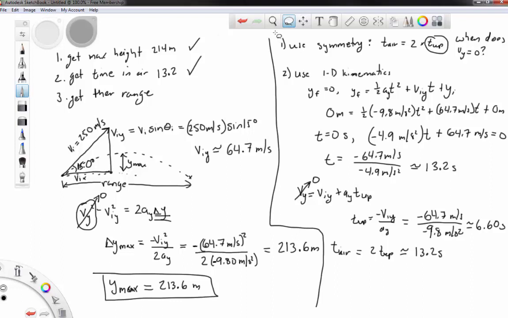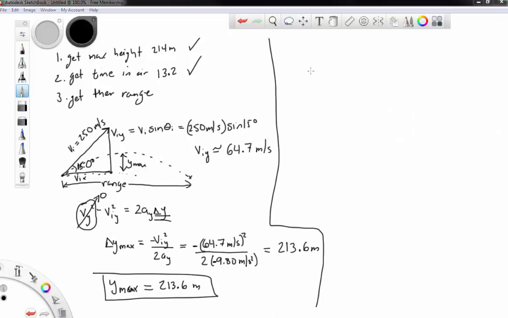Okay. Last part of the question, number 3, was get the range. The range, this right here is really just the range. The range is going to be given by x is equal to the initial speed in x times the time that it spends in the air plus the initial position. This one goes away.